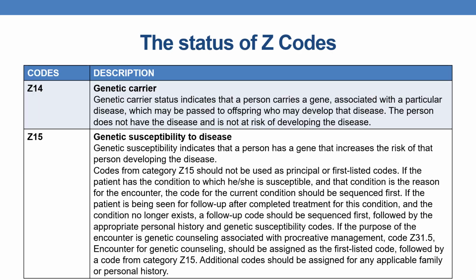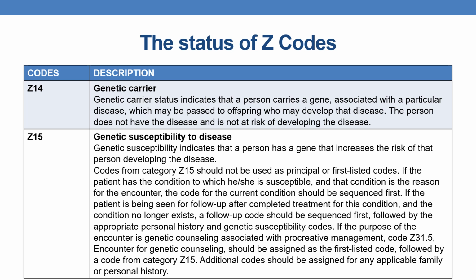Now coming to Z14. Z14 indicates genetic carrier. Genetic carrier status indicates that a person carries a gene associated with a particular disease which may be passed to the offspring, who may develop the disease. And the person does not have the disease and is not at risk of developing the disease. He does not have the disease and he is not at risk. In such a case only you can code genetic carrier codes, that come under the category Z14.